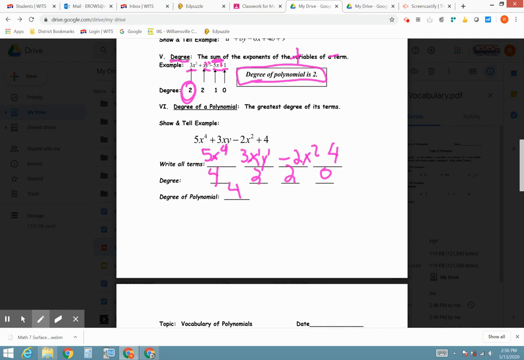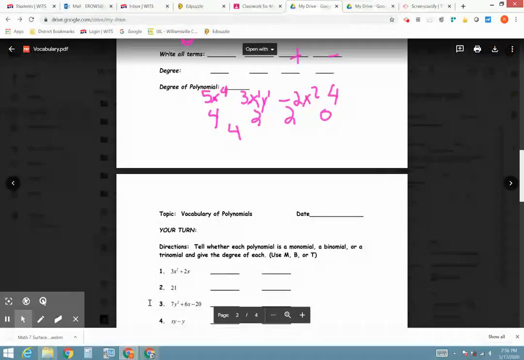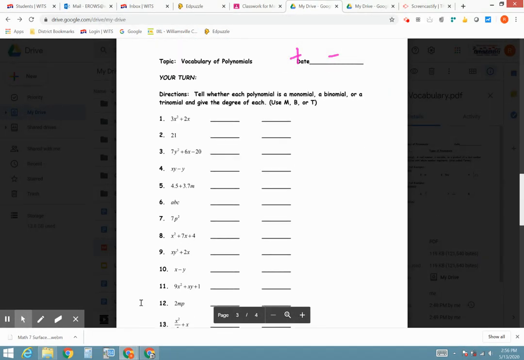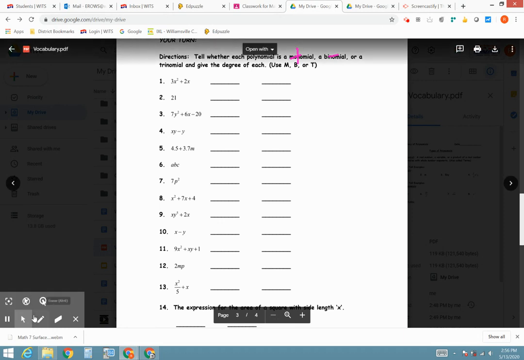So if you don't get this degree stuff, really don't sweat it. You're going to go over it again as 9th graders. If you can really at this point just tell me what is a monomial, binomial, trinomial, or not a polynomial, you are doing great. Okay, so here, first column, they want us to tell them mono, bi, tri, and then in the second column, they want us to tell them the degree.